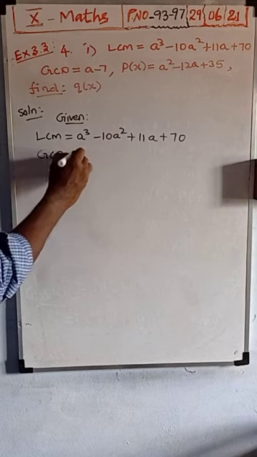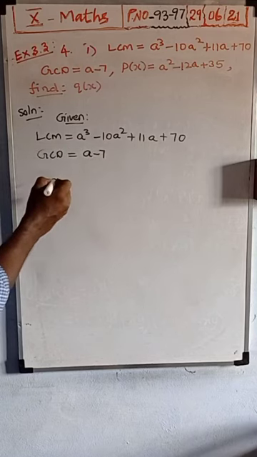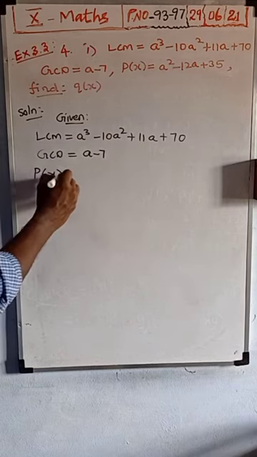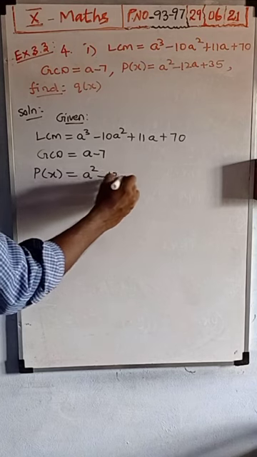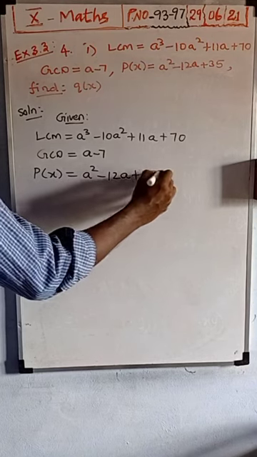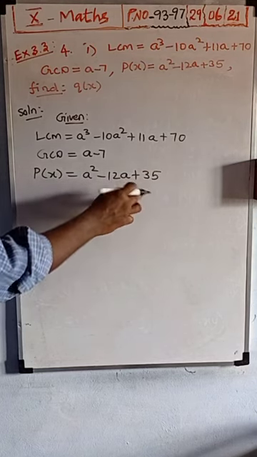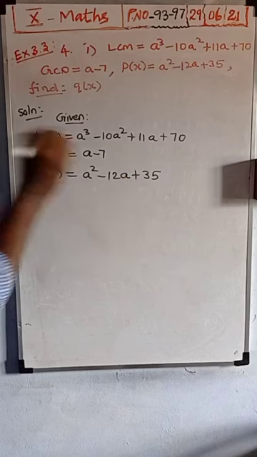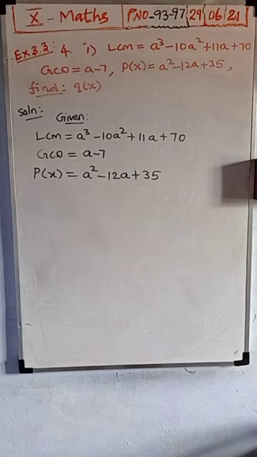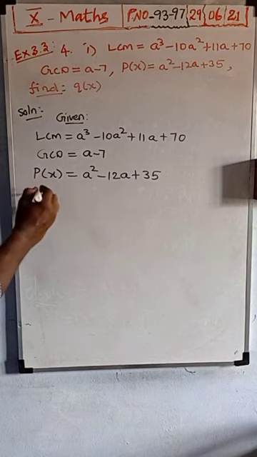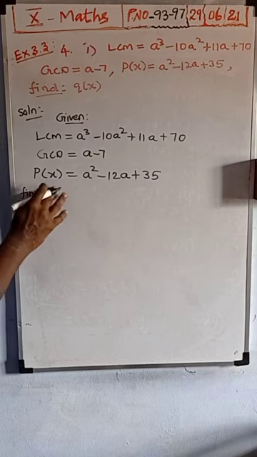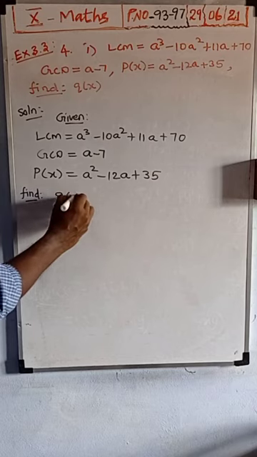Next is GCD. Here what is given, a minus 7, that I have written as it is. Next is p of x, a square minus 12a plus 35. This is a quadratic polynomial. Yes, so quadratic polynomial we can factorize, but I'm not factorizing this. I will keep it as it is. Then we want to find q of x.